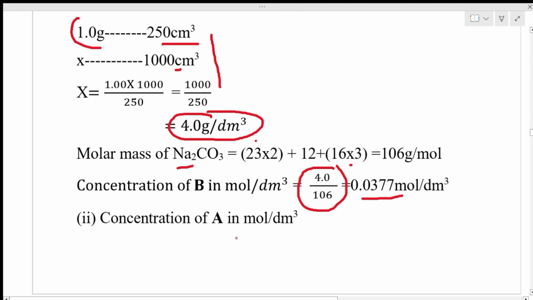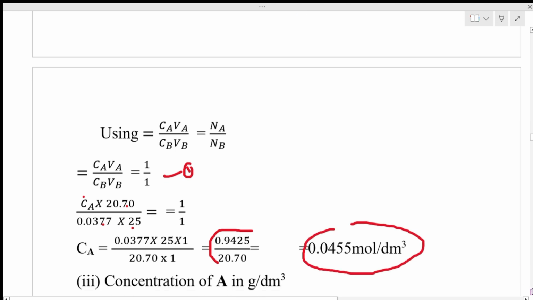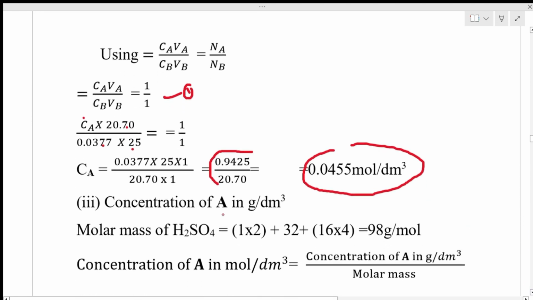Number 2, concentration of A in mole per dm³. We have calculated B in mole per dm³, so we can make use of our formula. Remember, 1 mark for the expression. Please, students, follow this lead so that the person marking your script can see the legibility and give you your full mark. I'm looking for the concentration of A. You multiply by this, substitute the values, and all in all, you have 0.0455 mole per dm³.